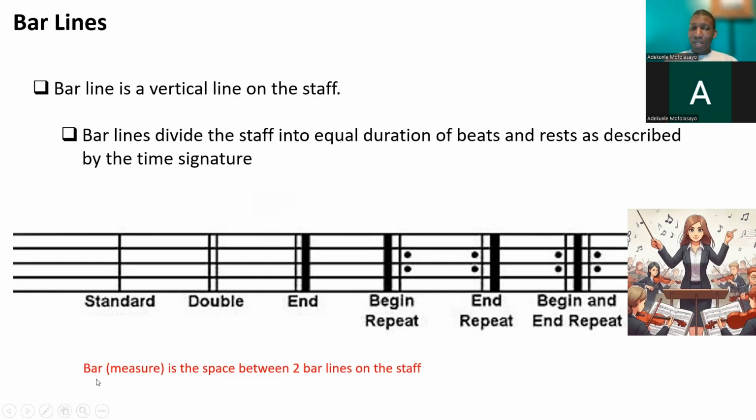When I said bar, bar is the same thing that we call a measure, and it is the space between two bar lines. So if you have a bar line here and another bar line here, so this one is actually a double bar line. The space in between them here is called the bar or the measure. So time signatures divide the music staff. Remember, the music staff consists of 5 lines and 4 spaces. They divide the music staff into equal durations of beats.